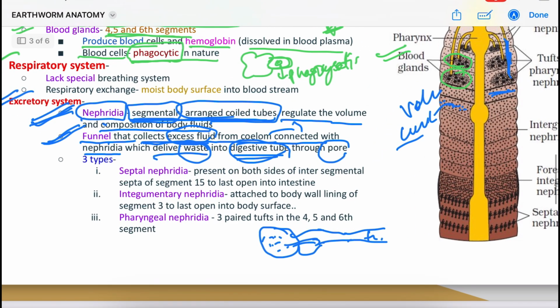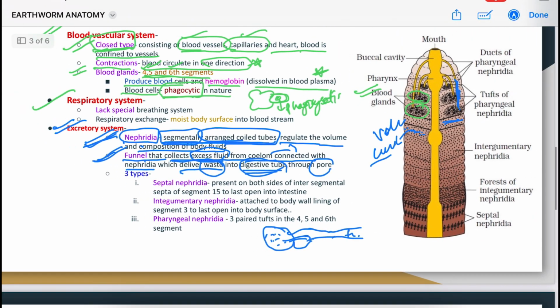ओके. नेक्स्ट इज टाइप ऑफ नेफ्रीडिया. 3 टाइप्स ऑफ नेफ्रीडिया इज प्रेजेंट: सेप्टल नेफ्रीडिया, इंटेगमेंटरी नेफ्रीडिया एंड फ्रिंजियल नेफ्रीडिया. What is septal nephridia? It is present on both sides of intersegmental septa of segment 15.